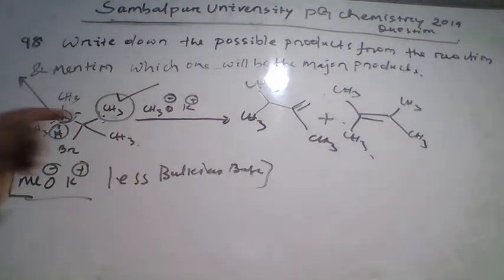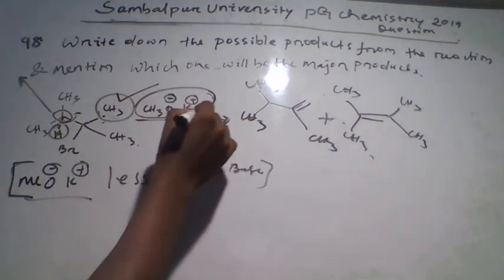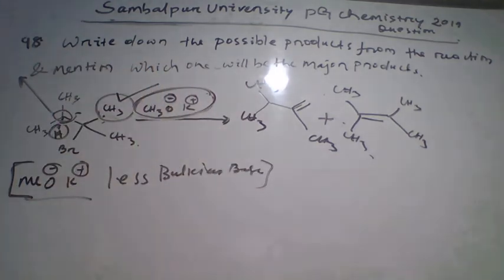Okay, see here, it is given less bulkier base. When a less bulkier base is used in an E2 elimination reaction, the Zaitsev product will be the major product. First, you have to remember, when a less bulkier base is used in an elimination reaction, the more substituted product will be the major product, that is the Zaitsev product, and the Hofmann product will be the minor product. What is the Hofmann product? What is the Zaitsev product?